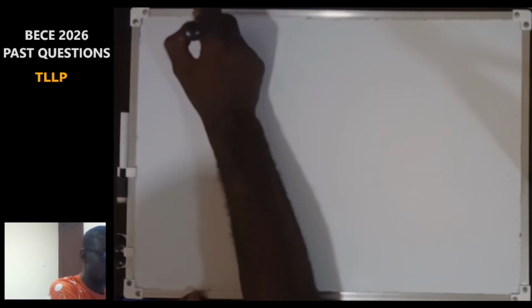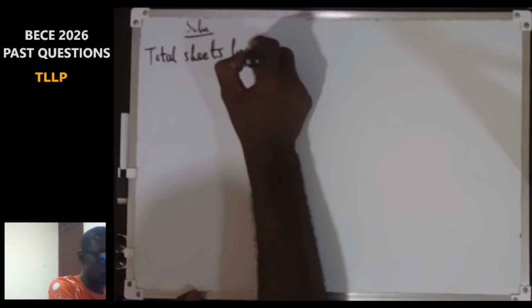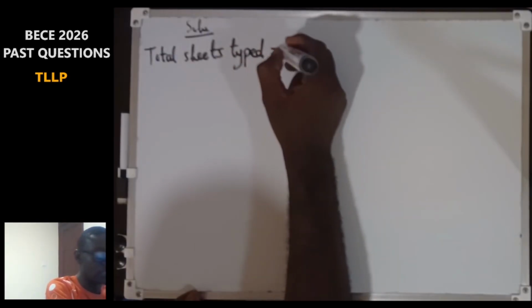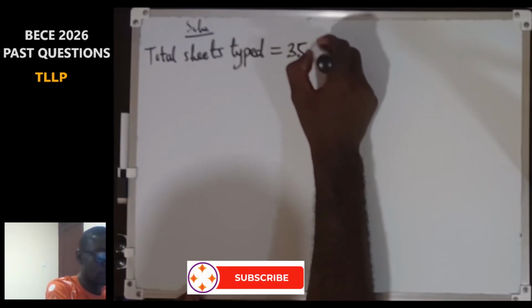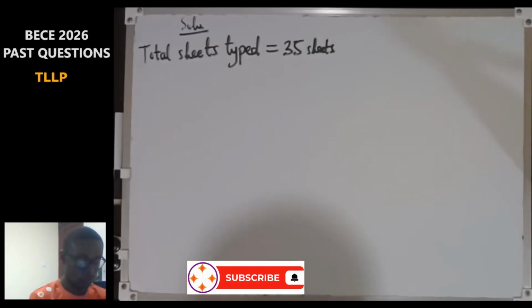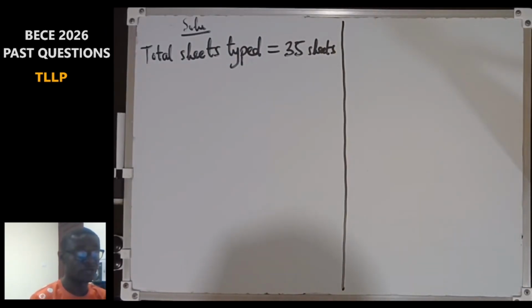We can see that the total sheets typed, the total sheets that she typed was 35. So 35 sheets. So it means someone brought 35 sheets for our typist to type. And we know that she charges what? 68 cedis for the first 8 sheets.